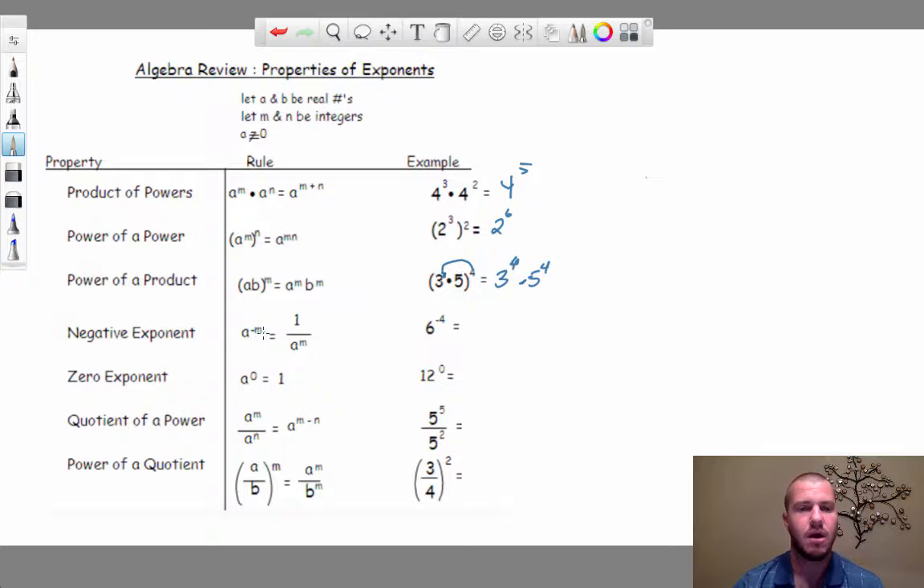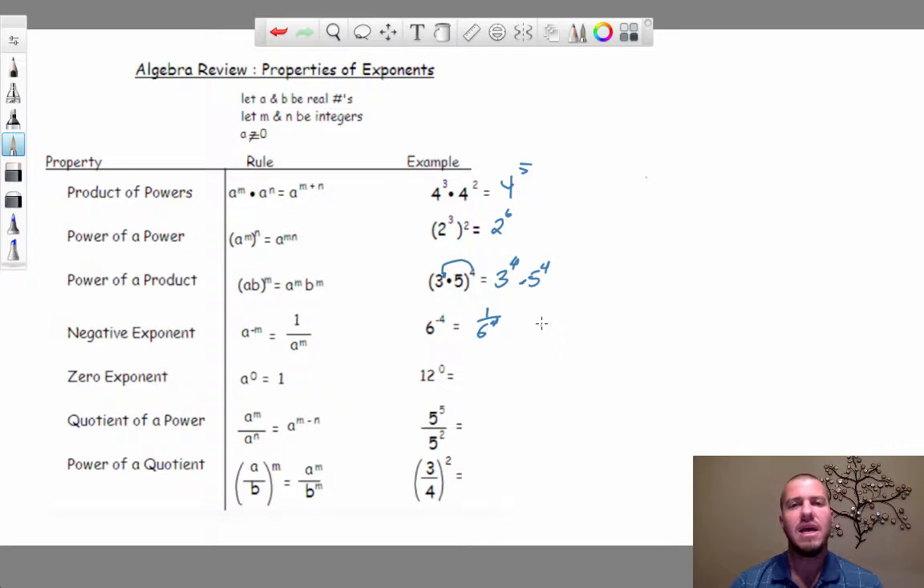A negative exponent, basically to make that exponent a positive, it moves to the denominator, and if there's nothing left in the numerator, then it becomes a 1. So I have 6 raised to the negative 4th becomes 1 over 6 raised to the positive 4th.